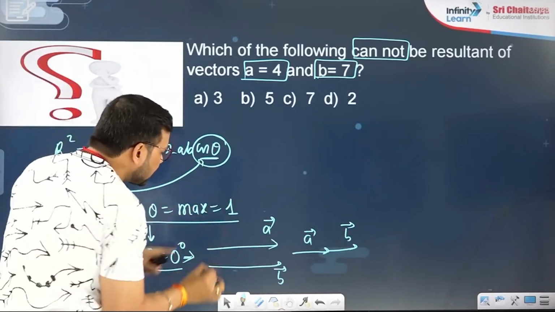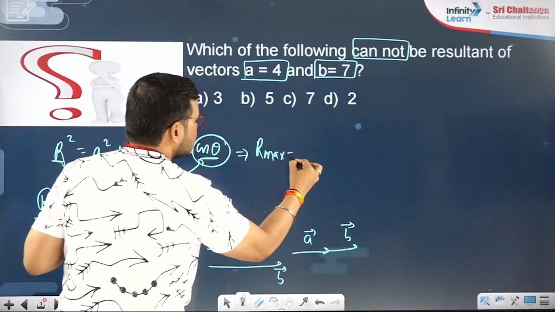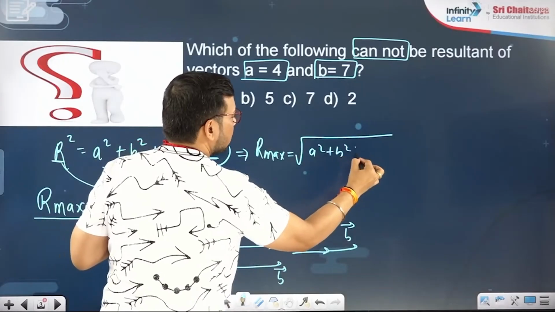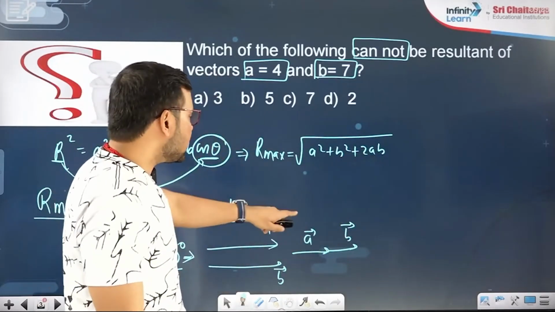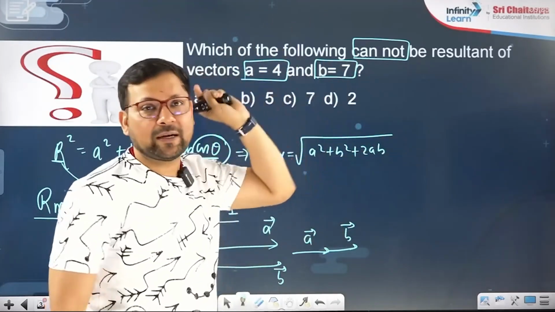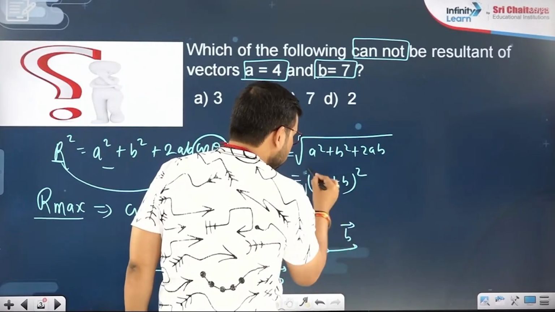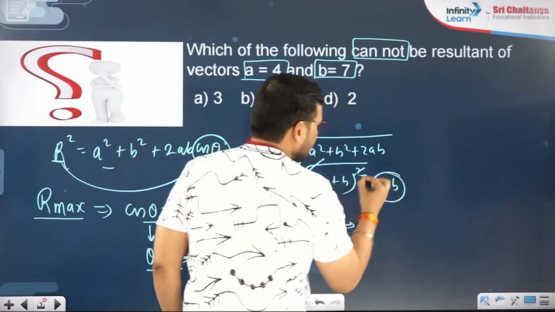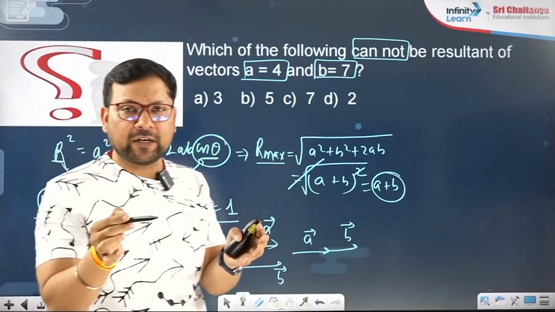This cos theta I am putting as 1. What will I get? I will get R max is under root A square plus B square plus 2AB, because cos theta has already become 1. And all of us know that A square plus B square plus 2AB is A plus B whole square. So that will be written as A plus B whole square, and the root and square are cancelled, and what is left? A plus B.